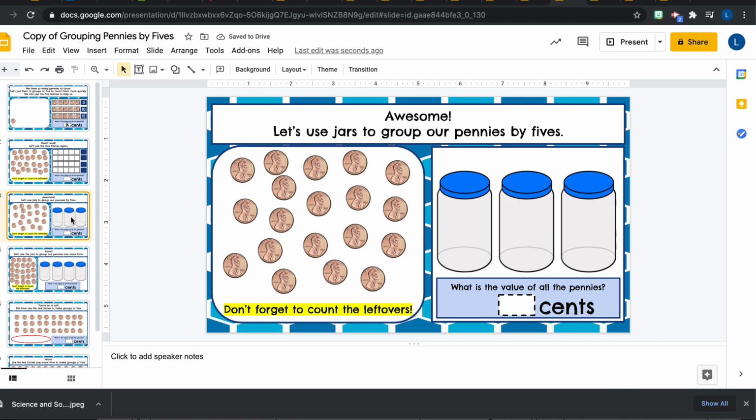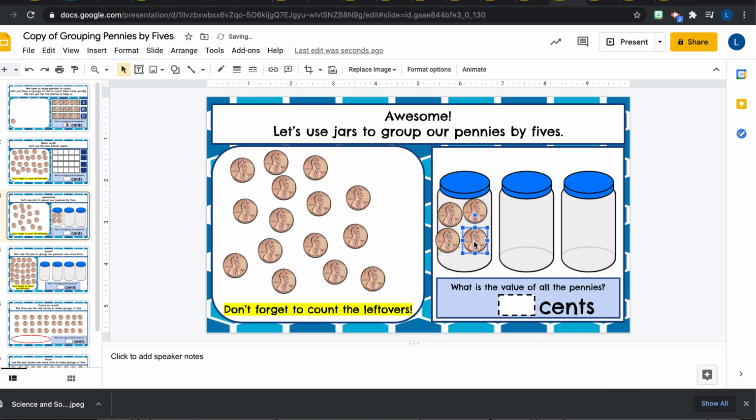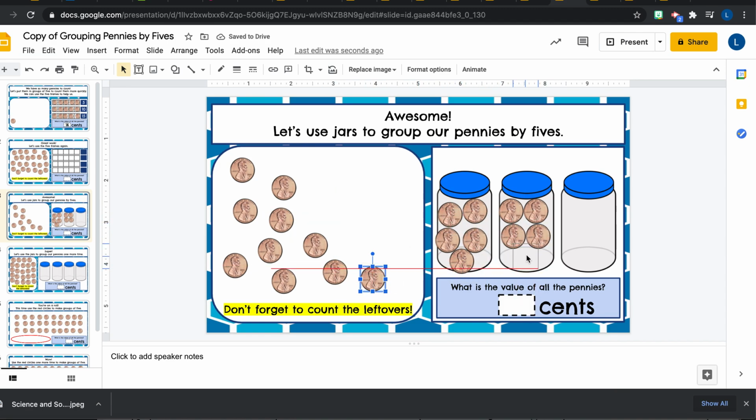Okay, let us look at a different problem here. We are going to use our jars to group our pennies by 5. So we're just going to put 5 in each jar. That's all we're doing. So we're going to do 1, 2, 3, 4, 5. So we have 5 in one jar. Now we have 5, so we go on to the next. So 1, 2, 3, 4, 5. And then we're going to keep going on the next jar.